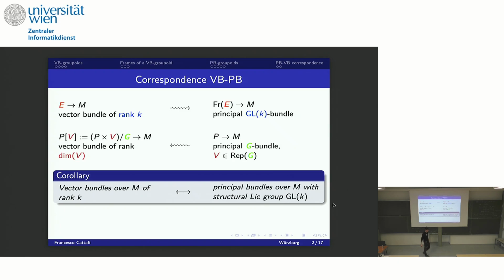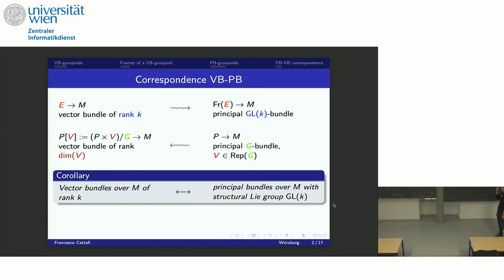And this standard result in differential geometry can be very useful because it has been used to transform notions and problems from one side to the other. For example, I can mention that one can look at connections from the point of view of vector bundles, so linear connections, and on the other hand, one can transform it into a connection on a principal bundle in the sense of a connection one-form.